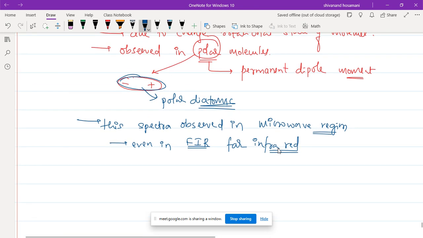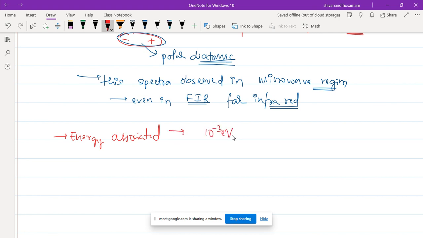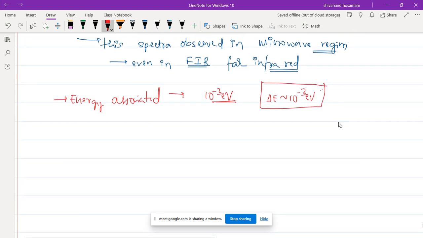Okay. The order of the energy associated with the pure rotational spectra. The energy associated with pure rotation spectra will be 10 to the power of -3 electron volt. The energy shift that is created is nearly 10 to the power of -3 electron volt. So this is what the pure rotation spectra is.